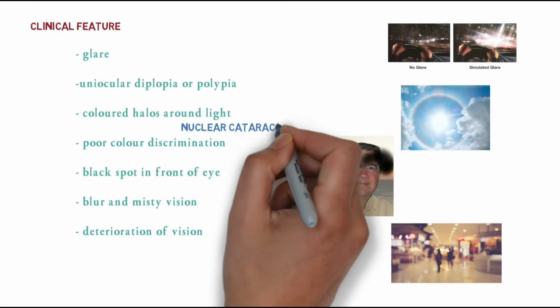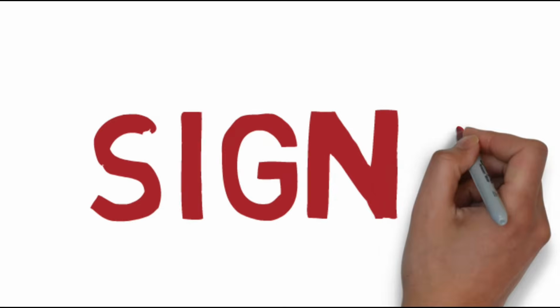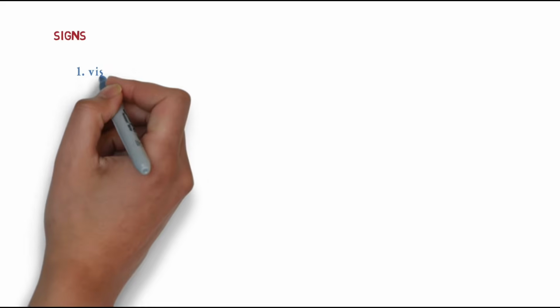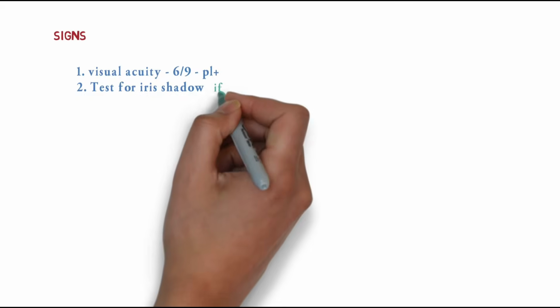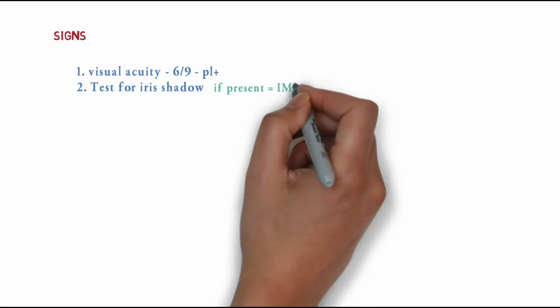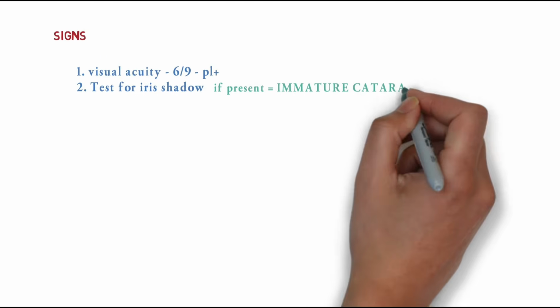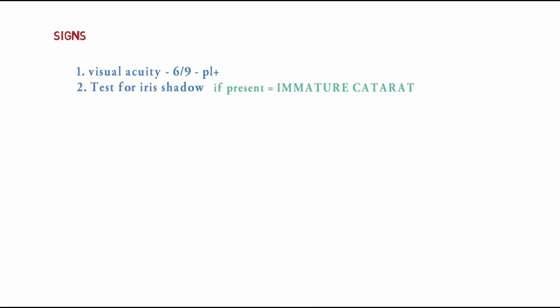Now, what are the signs of senile cataract? The first is visual acuity. It is in between 6/9 to perception of light present. If we test for iris shadow, if iris shadow is present, then there is an immature cataract. When the lens is completely transparent or opaque, no iris shadow is formed. Hence, if the presence of iris shadow is seen, then it is an immature cataract. That is, it is a sign for immature senile cataract.